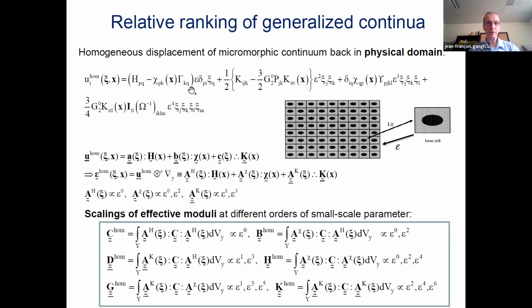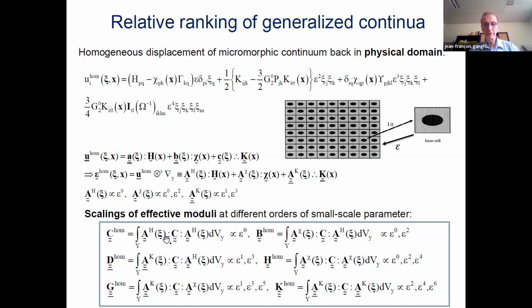And this is why we have epsilon, which appears at different orders in the asymptotic expansion of the displacement. And from this, we can express the strain, and especially the effective moduli using the strain localization operators. We can express the scaling of effective moduli at different orders of epsilon. And you see that they do not scale at the same order. So this is the first message.